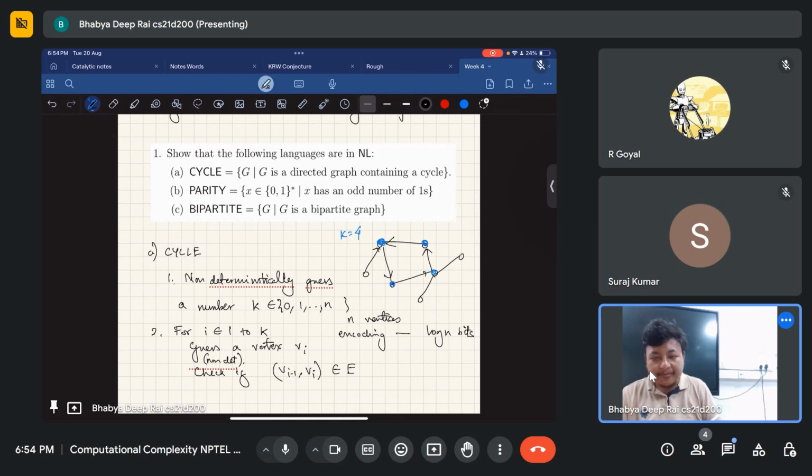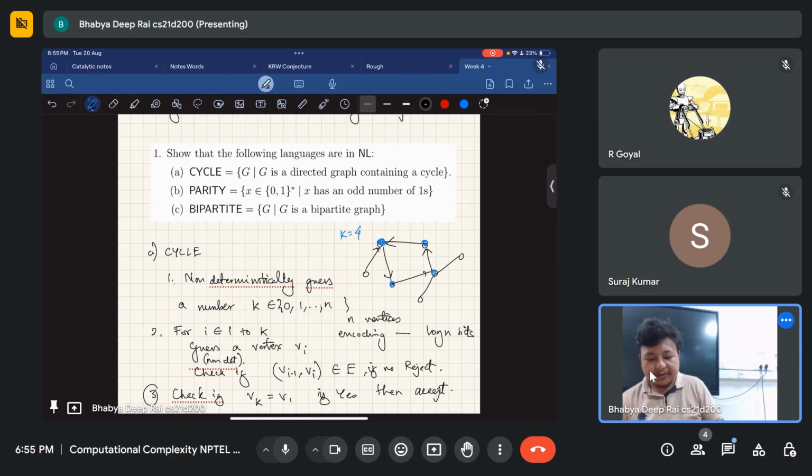Okay, this is a directed graph. Check whether the sequence that I guessed is actually a path. If it forms a path, then the loop will end. Check if the final vertex vk is actually equal to v1. If yes, then output yes, accept. If no, reject.